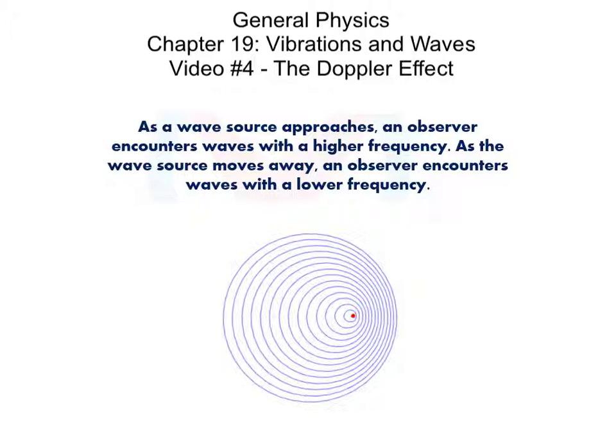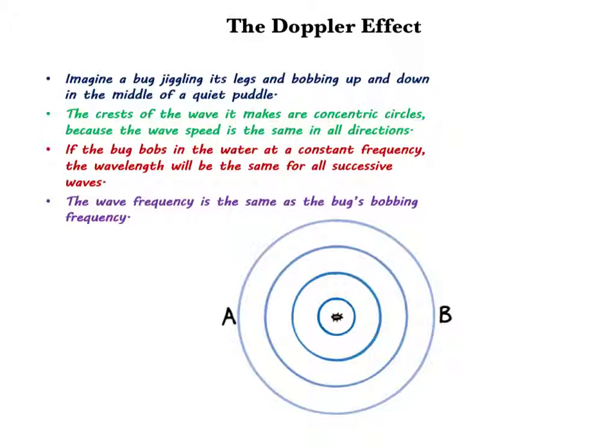So here we go. Imagine we have a bug sitting on a quiet lake, and he starts jiggling his legs around at regular intervals so that he sends out wave pulses away from him at regular intervals. The crests of each of those waves would move out and away from him in concentric circles because the wave speed is the same in all directions. So these circles represent wave crests of this bug tapping his foot on this lake.